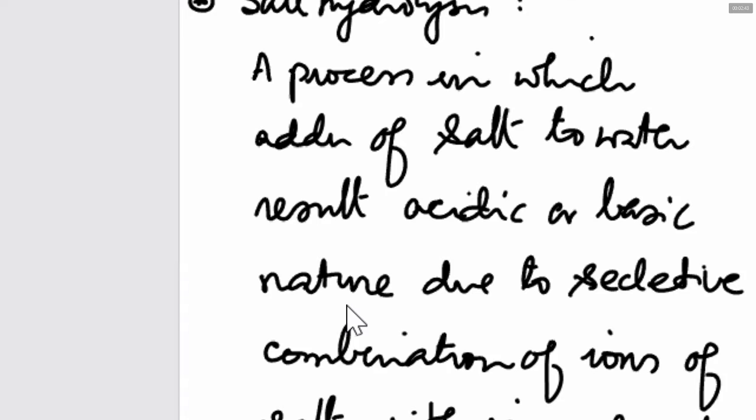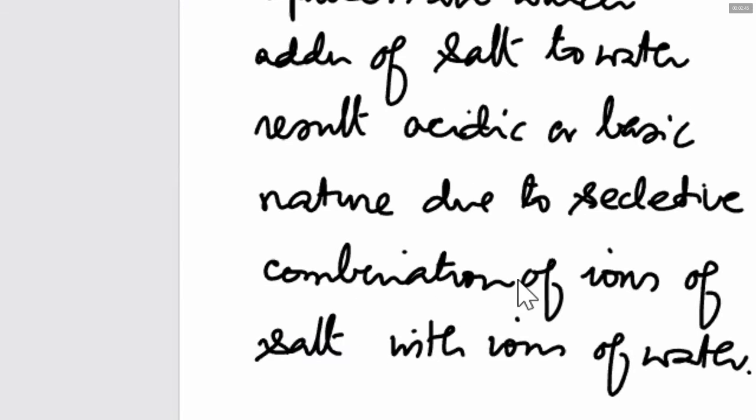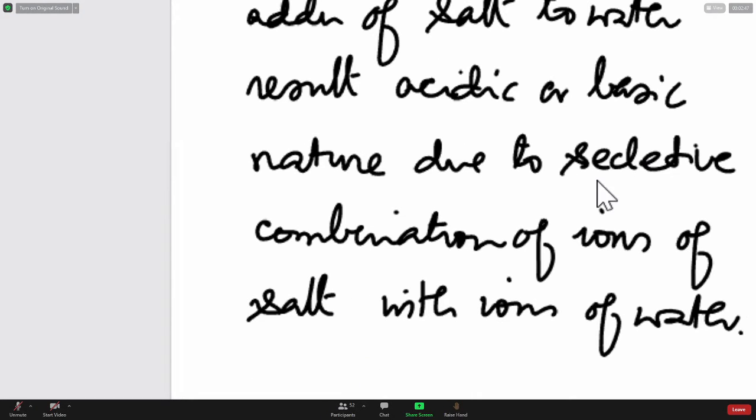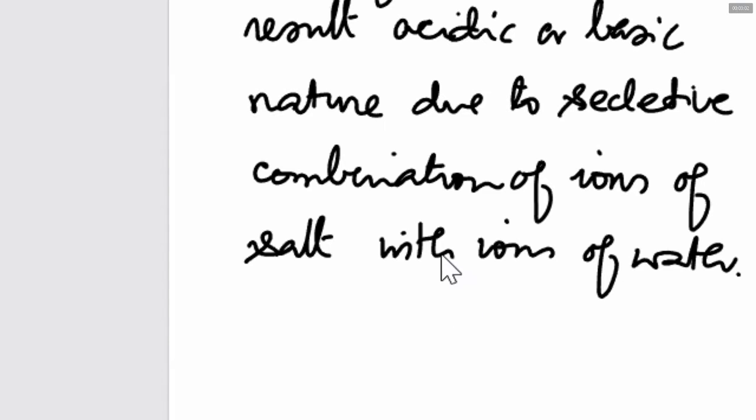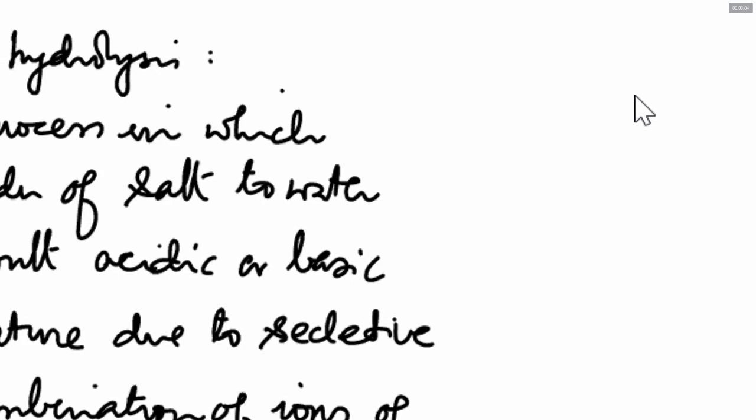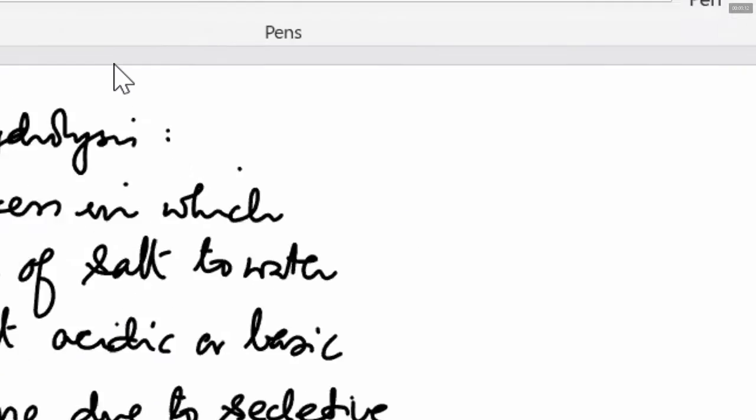Hydrolysis means combination of ions of salt, and that too, which type of combination? Selective combination of ions of salt with ions of water. This process is known as salt hydrolysis. To enjoy the beauty of this definition, let us understand very basically and systematically the real meaning of the word selectively reacting. Ions of salt and ions of water are selectively reacting.